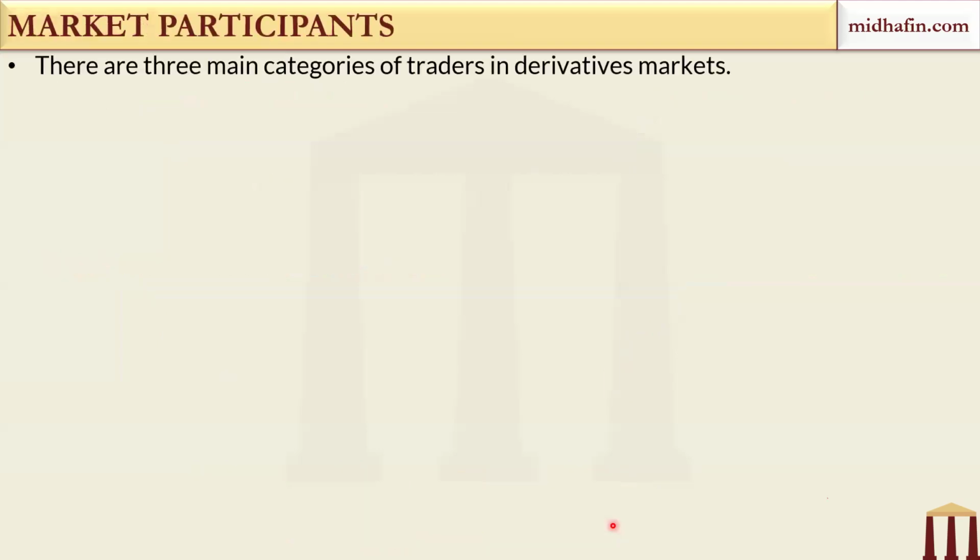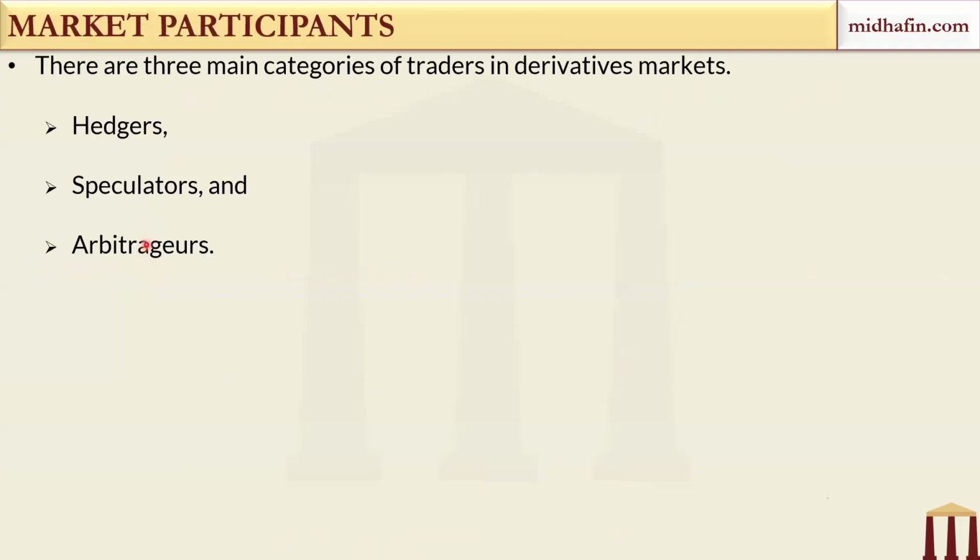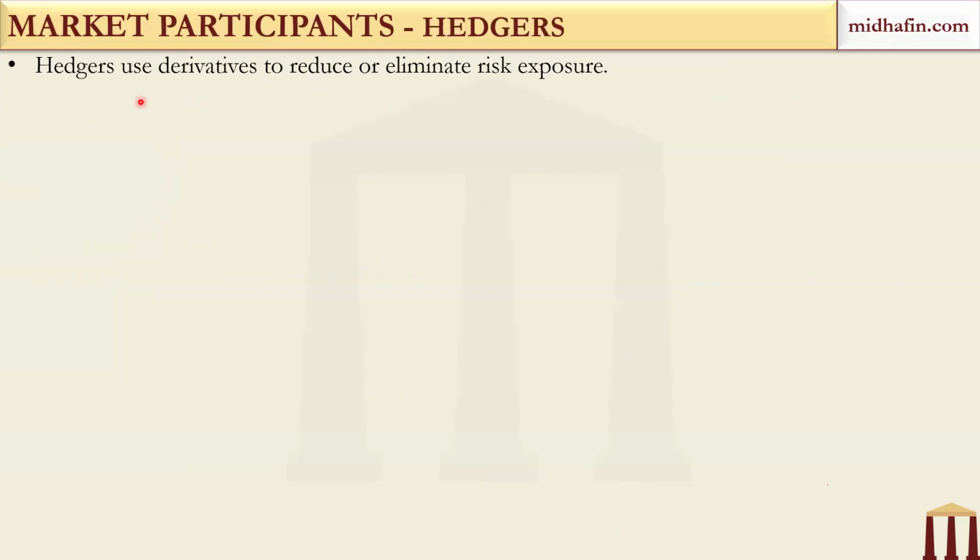Now let's discuss the three main categories of traders. You can have hedgers, you can have speculators, or you can have arbitrageurs. Let's start with hedgers. Who are hedgers? Hedgers use derivatives to reduce or eliminate risk exposure. They aim to protect themselves from adverse price movements in the market.